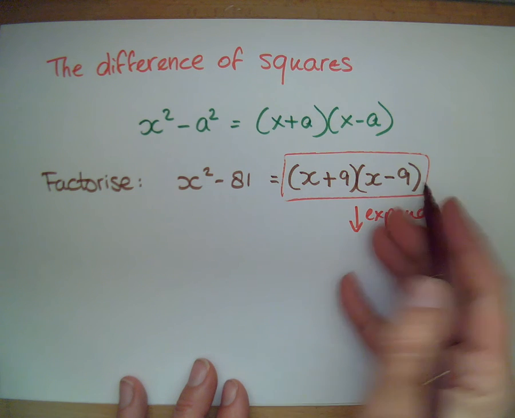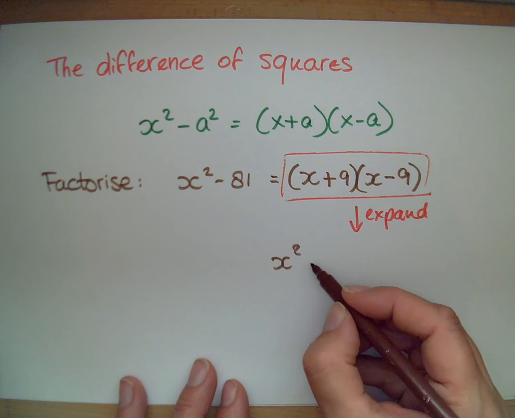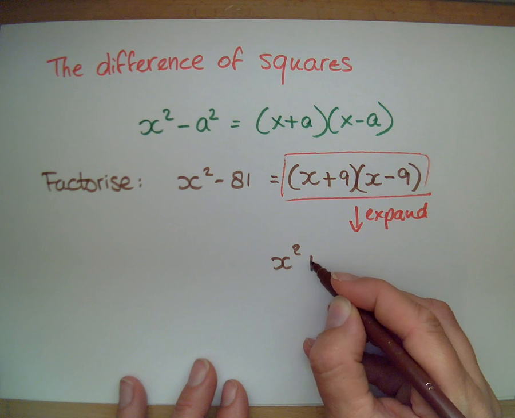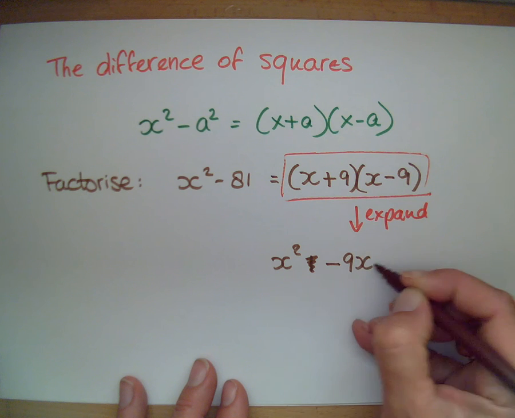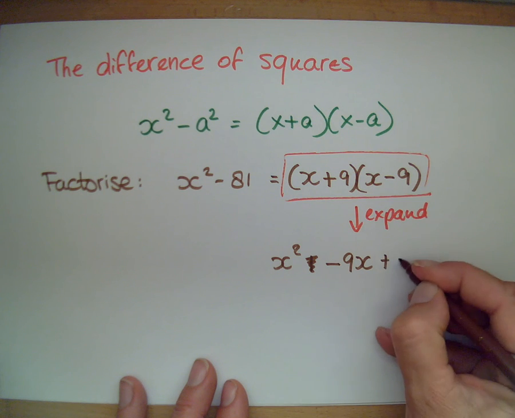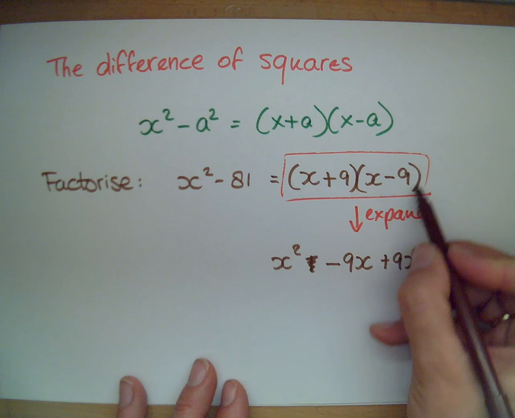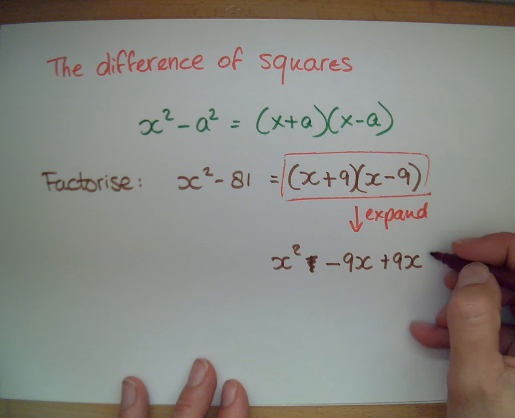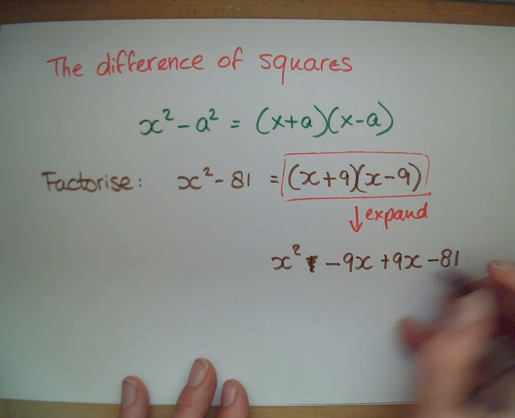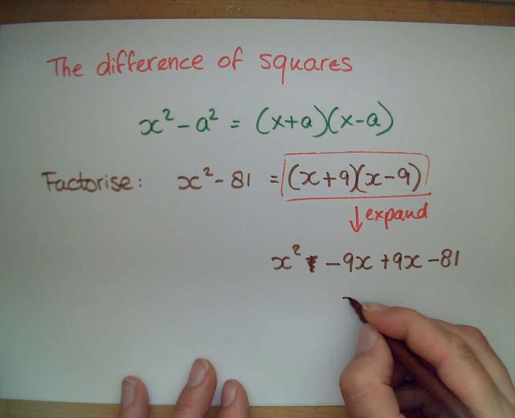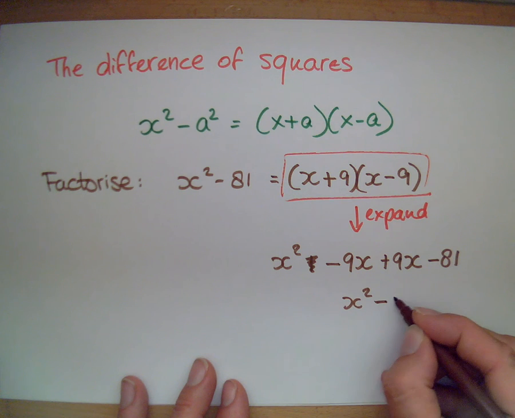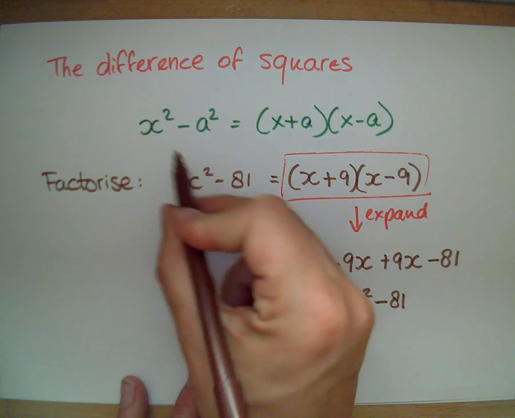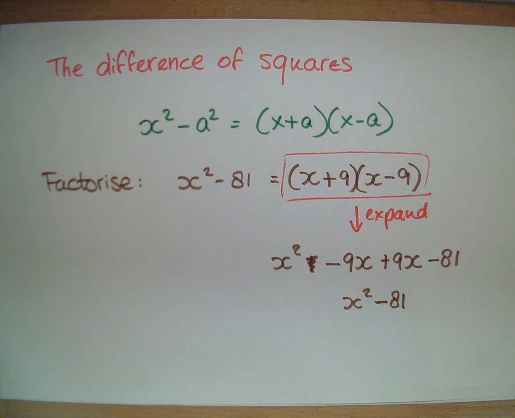Expand it first. X squared. Outer. Oops. Outer. Minus 9x. Inner. Plus 9x. Last. Plus 9 times negative 9 is negative 81. These two cancel each other out, right? Negative 9x plus 9x is nothing. I'm left with this, which was my original expression. All right, that was a quick refresher.